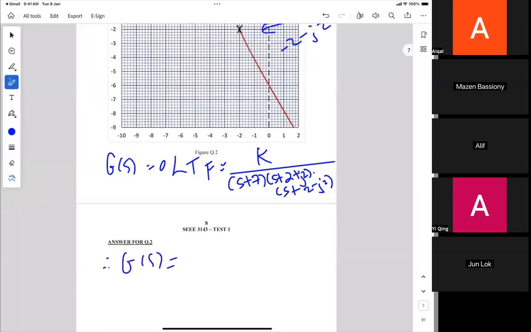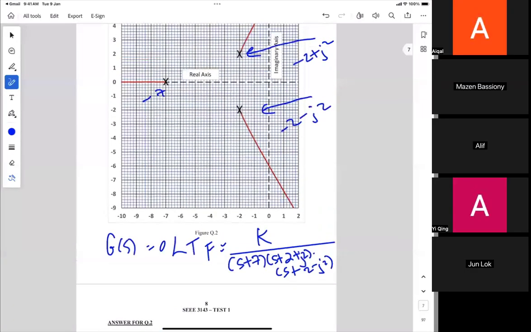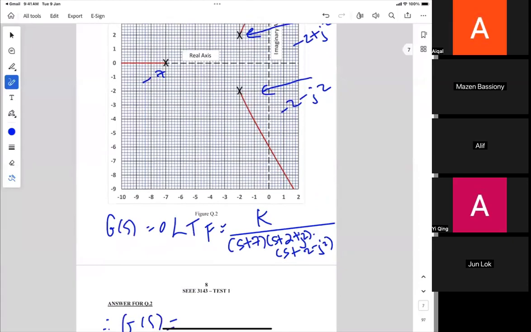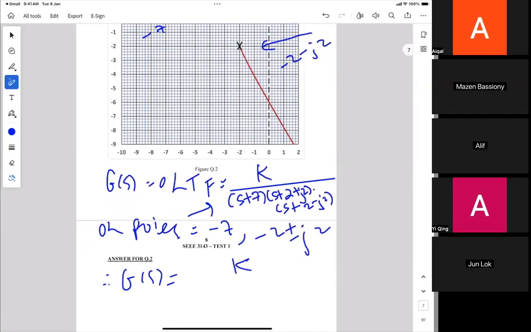Which is K over s plus 7, s plus 2 plus j2 multiplied by s plus 2 minus j2, because the open loop poles are what? What are the open loop poles, Muhammad Haikal? Minus 7 and minus 2 plus minus j2. Then you put them into the transfer function. Then you multiply. What do you get when you multiply s plus 7, s plus 2 plus j2?